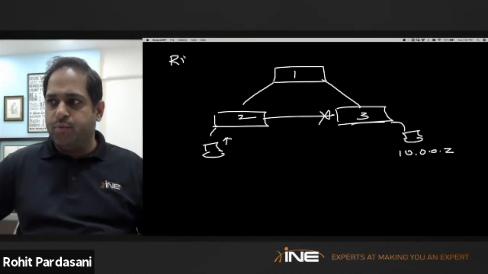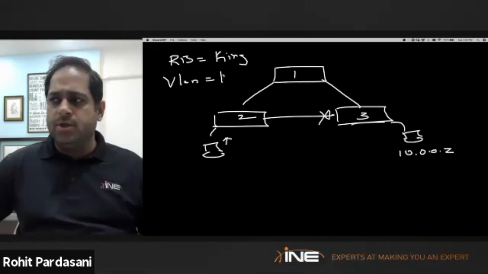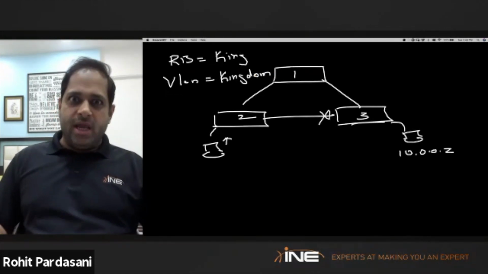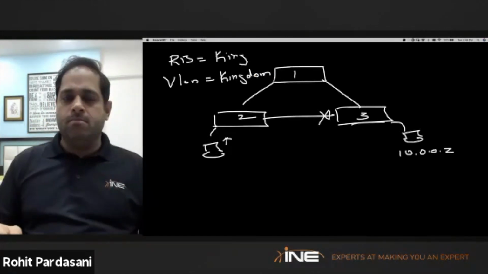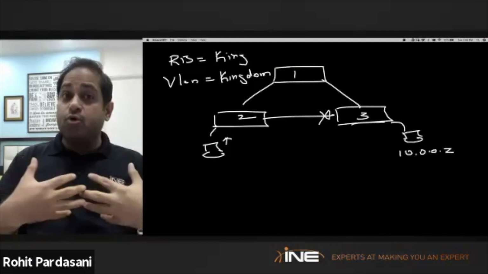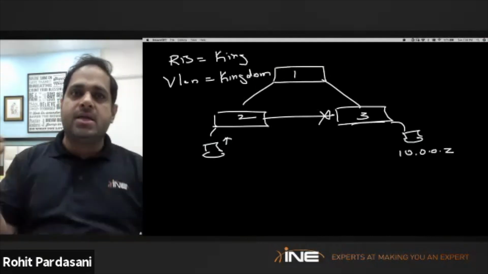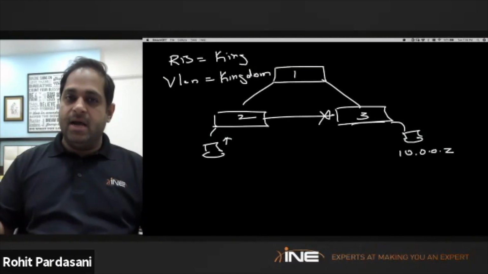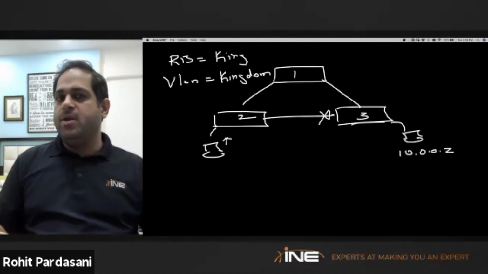So I have root bridge, which is equal to a king. I have VLANs, which is equal to kingdom. So think of it that way. Can I have two kings for one kingdom? No, there can only be one king. I could be a king for multiple kingdoms. So I could be the root bridge for multiple VLANs. But for one VLAN, there can only be one root bridge.